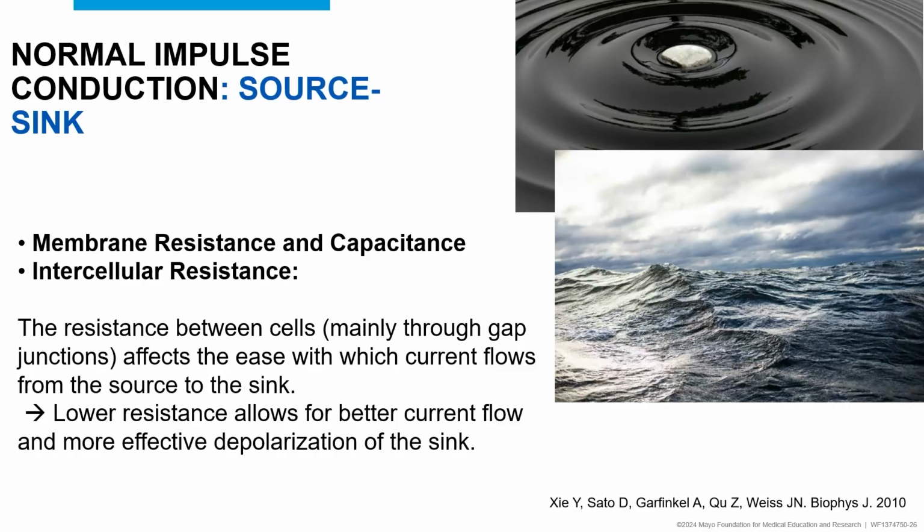What are other things that are going to affect that flow, if you drop a pebble in a pond or in water? It's going to be resistance and capacitance. What are the things that affect resistance and capacitance? It's fibrosis, it's gap junctions, it's the ease with which that current is going to make its way through the tissues. So lower resistance, fewer waves in the system, better flow, and more effective depolarization of that sink.